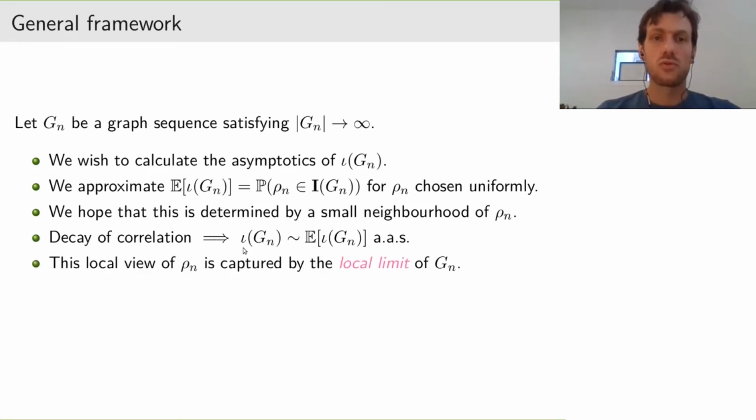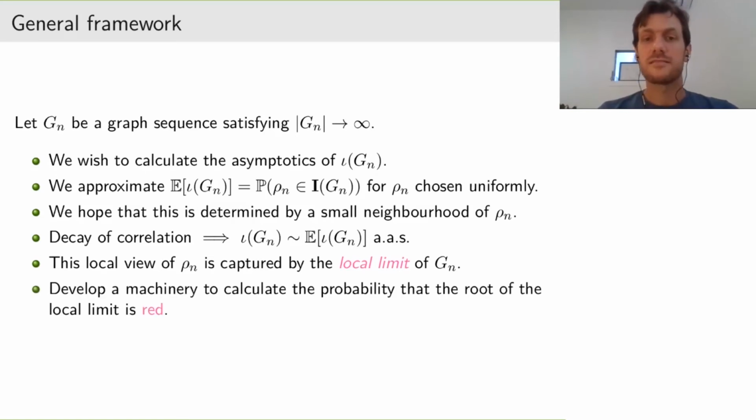And we have to analyze this local neighborhood of a typical vertex, which is captured by a very nice notion of a local limit, or Benjamini-Schramm limit, which is typically a random rooted infinite graph. And we reduce our question to determining what is the probability that the root is red in this limiting object. As a final step, at least in some cases, we are able to develop a machinery to calculate this probability, the probability that the root is red.